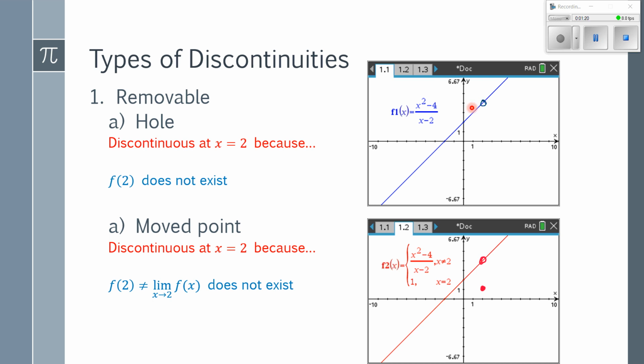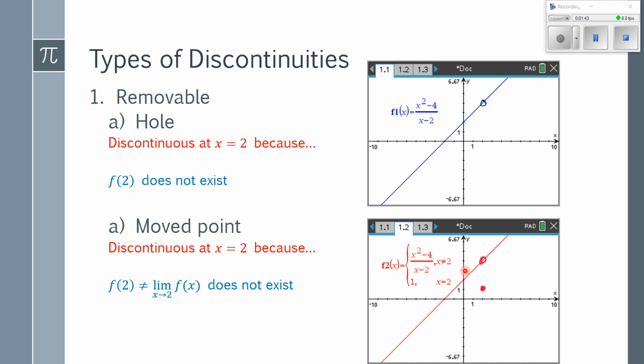Now, if I'm asked, how do you know it's discontinuous there? Well, I have three options. Either the function does not exist at 2, the two-sided limit does not exist at 2, or the two-sided limit and the function don't have the same value at 2. In this case, for a hole, f of 2 does not exist.